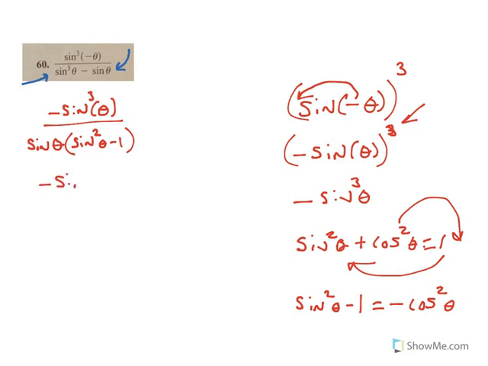So we got negative sine cubed up top. We have a sine of theta multiplied by sine squared minus 1, which is going to get changed to negative cosine squared.